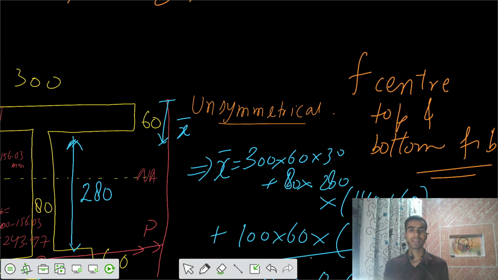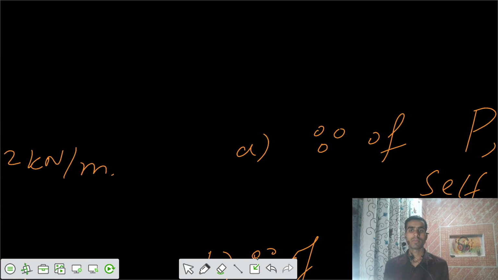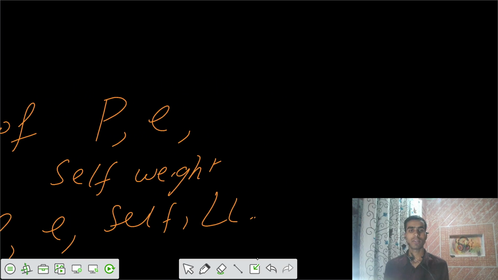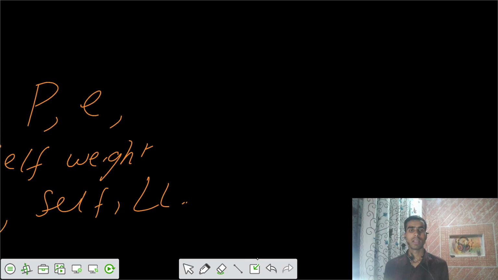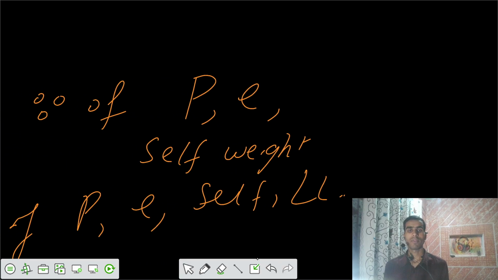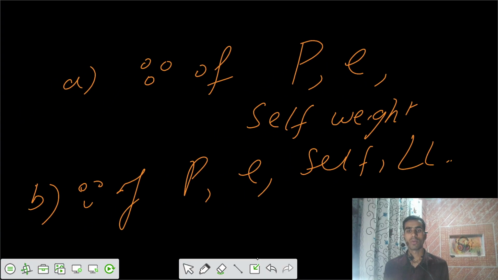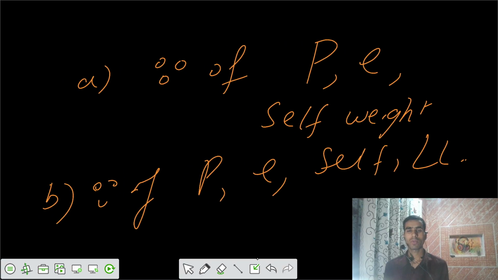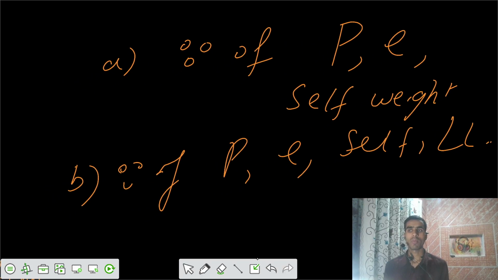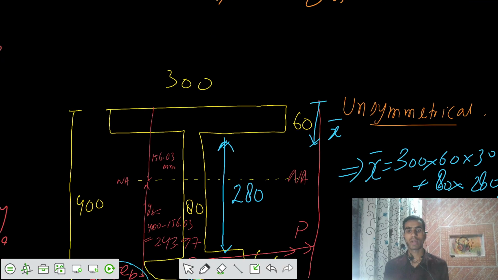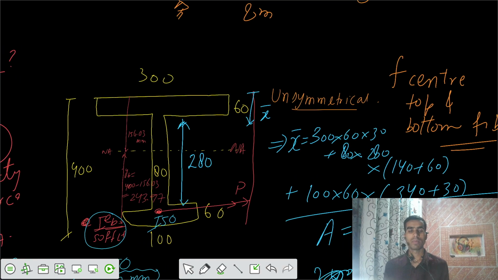So once I got the eccentricity value, I need to calculate the stresses because of the P, its eccentricity, and because of the self-weight. So we also need to calculate the self-weight, and we also have to calculate the effect of the live load. First, let's calculate the effect of the moment developed because of the self-weight. Let's calculate what should be the dead load of this section.